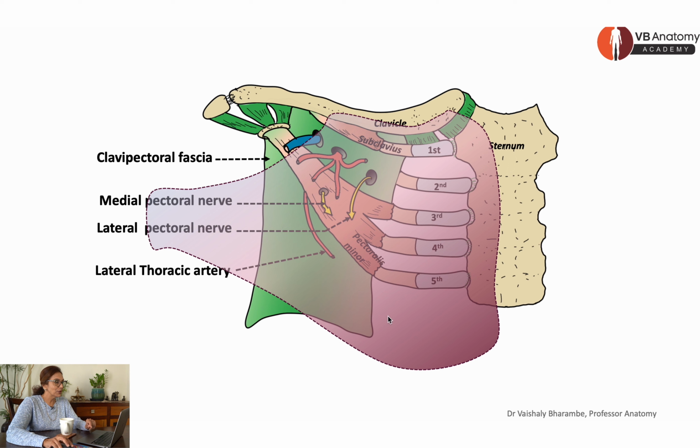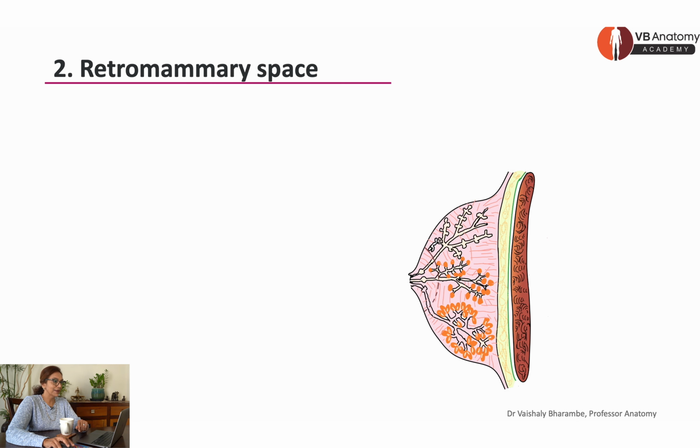That's the massive pectoralis major. You can see through it, there is the pectoralis minor. Related above, you can see the clavipectoral fascia being pierced by the cephalic vein, thoracoacromial artery, and the lateral pectoral nerve. You can also see the medial pectoral nerve and the lateral thoracic artery. All this anatomy is related to the pectoralis major lying deep to it. And here is the mammary gland. Now, so that's pectoralis major.